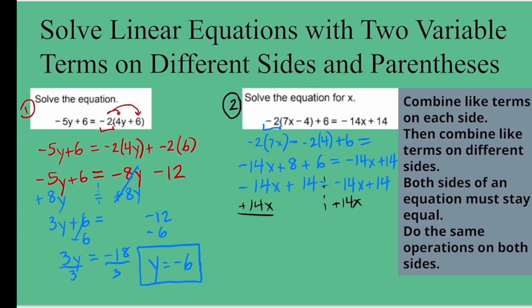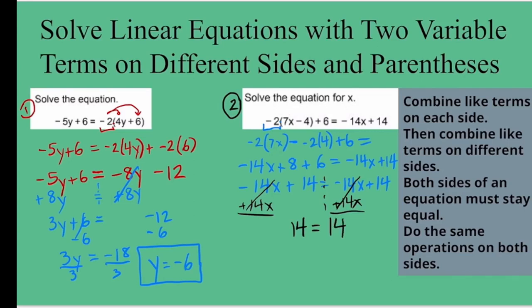-14 plus 14 is 0. So there are no more x's. There's no variable on the left side. -14 plus 14 is also 0. There is no variable on the right side. This is a special case.